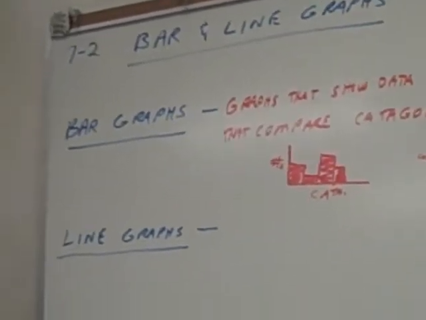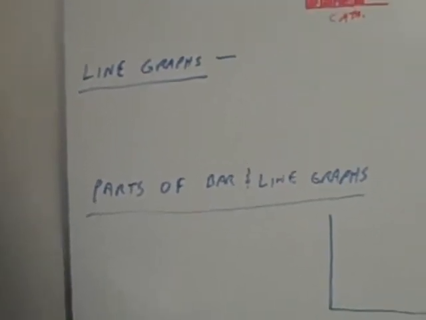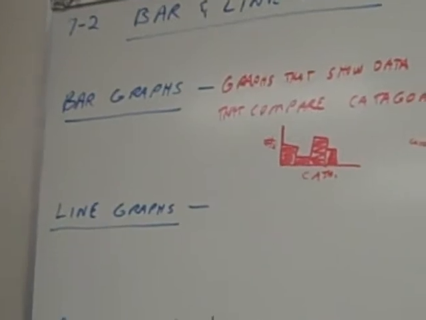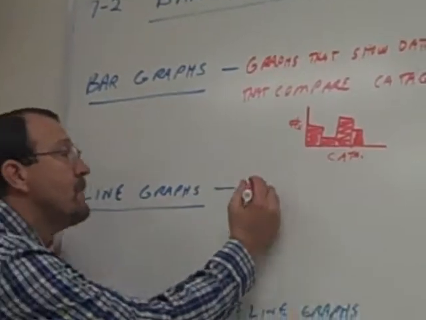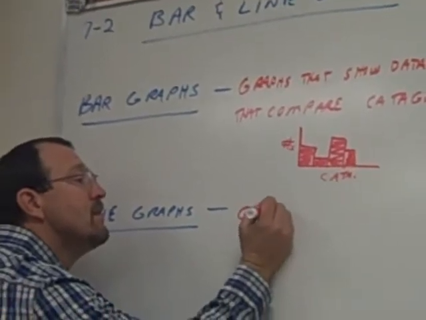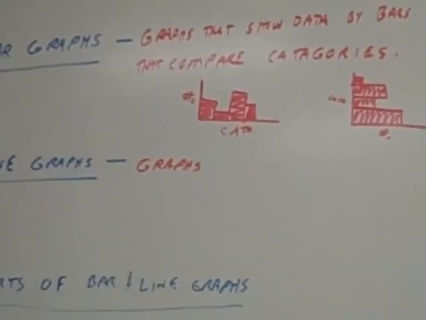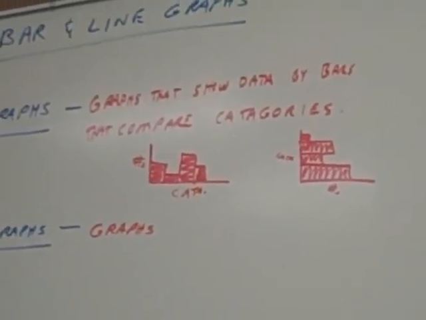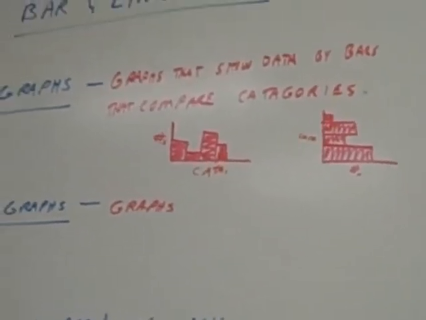All right, line graphs. You're going to say a graph that uses lines, right? Well, I was going to say graphs that show data by lines that compare categories. I like part of what you said, so we'll use part of it, okay? Same thing, except it's lines.